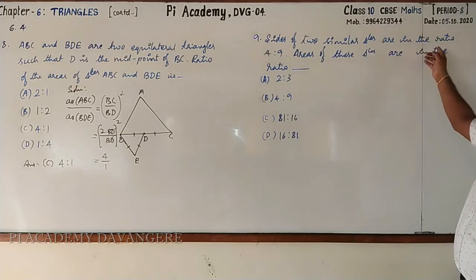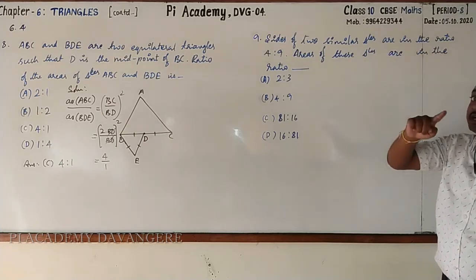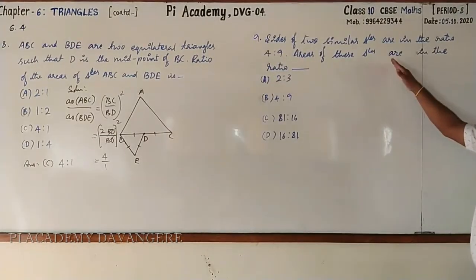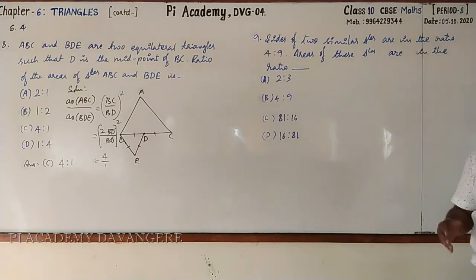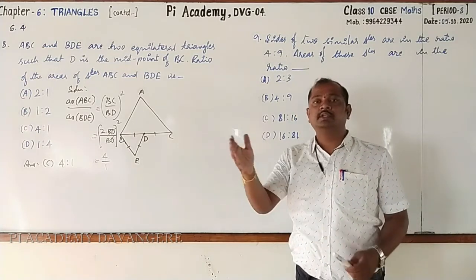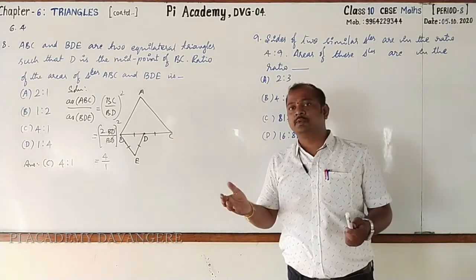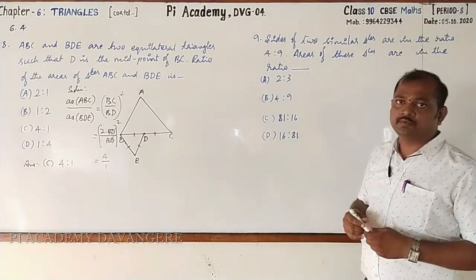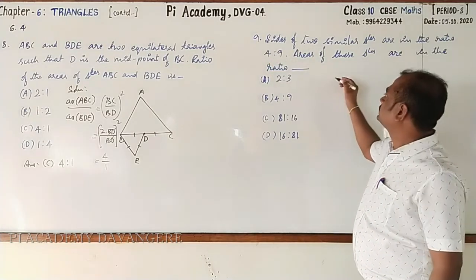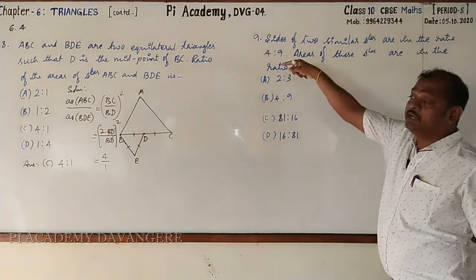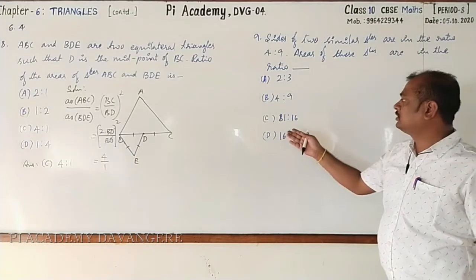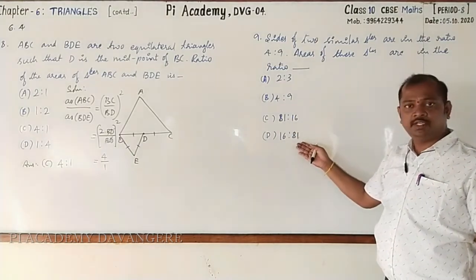Sides of 2 similar triangles are in the ratio 4:9. They are given the sides in the ratio 4:9. Then the areas of these triangles are in the ratio how much? Very simple. We know the theorem on areas of 2 similar triangles. The ratio of the areas of 2 similar triangles is equal to the square of the ratio of their corresponding sides. Look here, they are given sides. Then sides whole square, 4 by 9 whole square. 4 square is 16, 9 square is 81. So 16:81. Option D is correct.